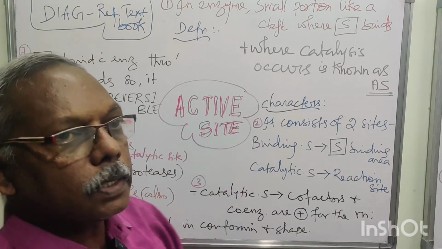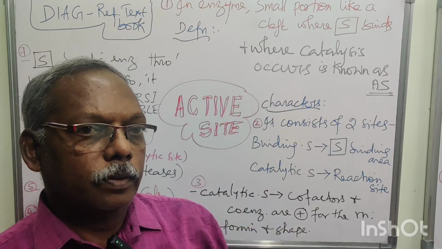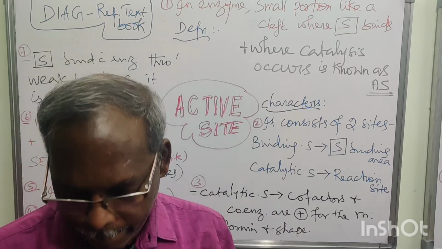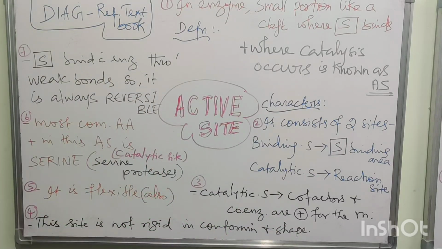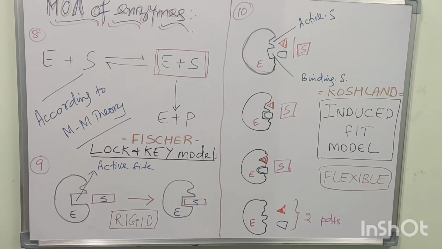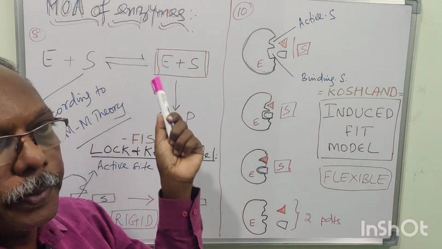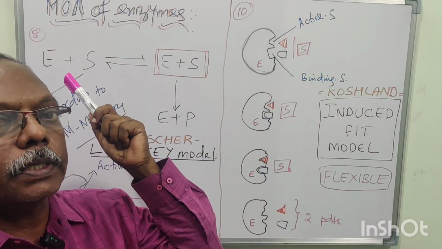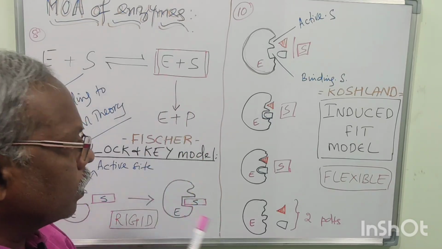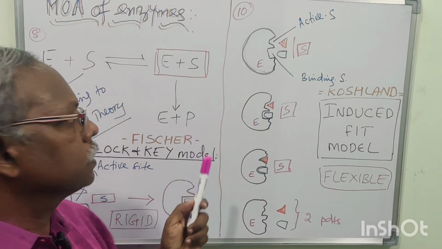First, draw the structure, one small diagram of the enzyme with the active site. Suppose your question is mode of action of enzyme, first you have to give some introduction about the active site, then you have to draw the diagram with a small explanation, 1 or 2 lines.